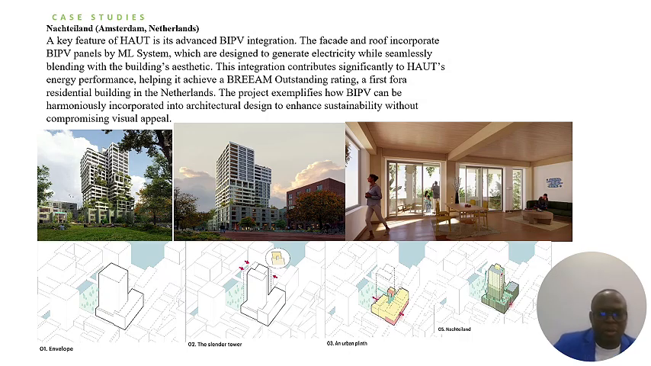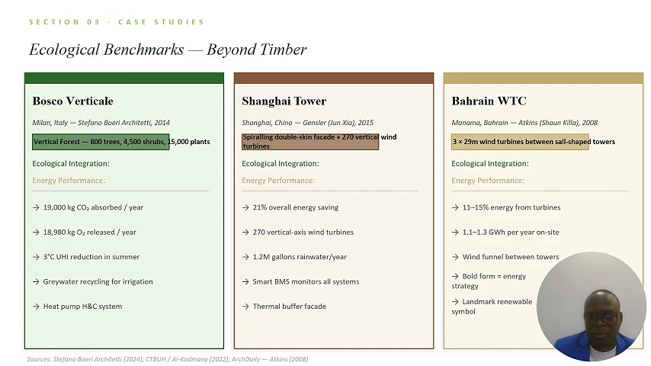These are the part of the columns we have. For now, we have four of them from the building envelopes. The ecological factors from this section, Bosco Vertical, Shanghai Tower, Bahrain Tower, they give shelters, especially the Bosco Vertical. It gives shelters on the facade of the building.